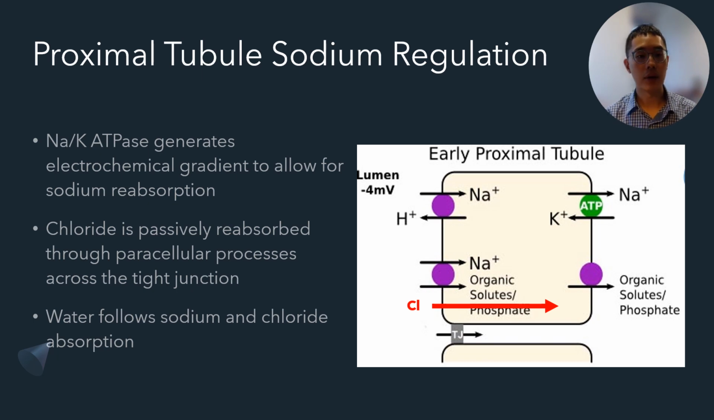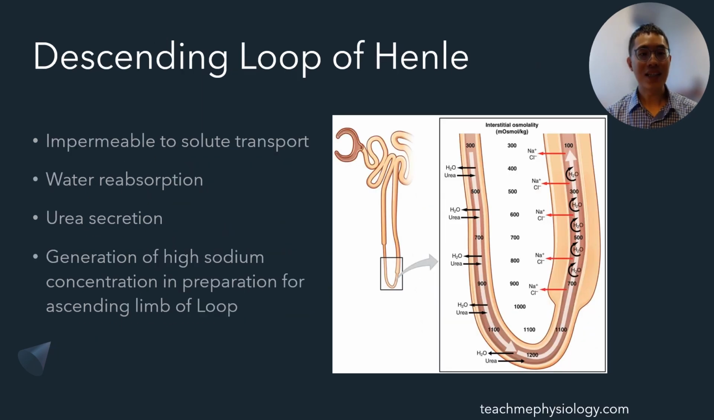Now let's talk about the other portions of the nephron and the remaining 1/3 of sodium reabsorption. The descending limb of the loop of Henle does not necessarily participate in the movement of sodium, but it is important at reabsorbing water and creating concentrated filtrate. It is also the site of urea secretion, as not only is urea filtered in the glomerulus, but is also secreted in this portion of the nephron, allowing for greater urea secretion.